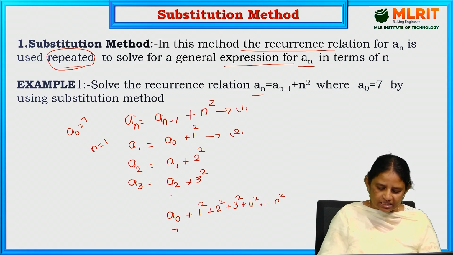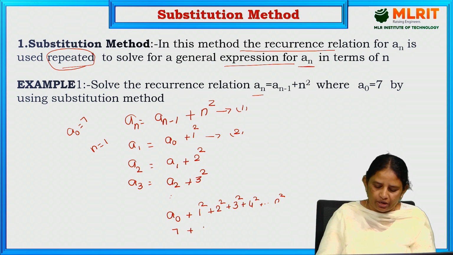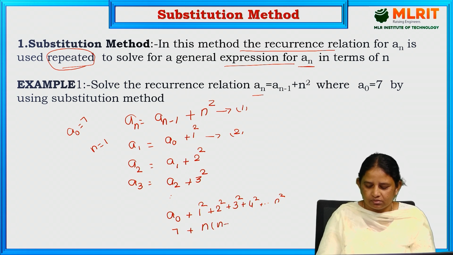A naught is 7. What is the formula for the sum of 1 square plus 2 square and so on up to n square? It is n into n plus 1 into 2n plus 1 by 6.